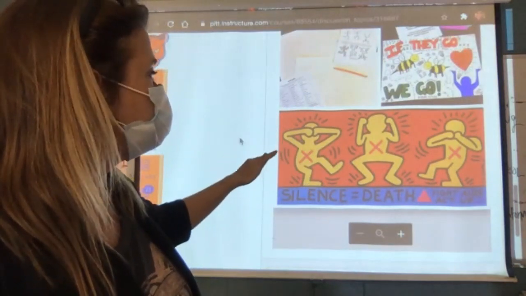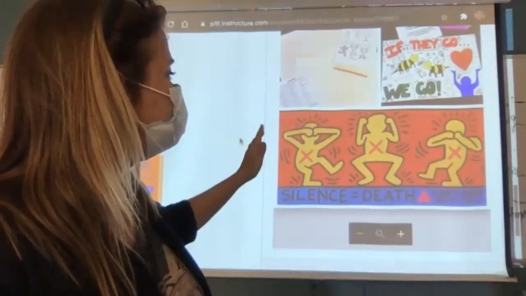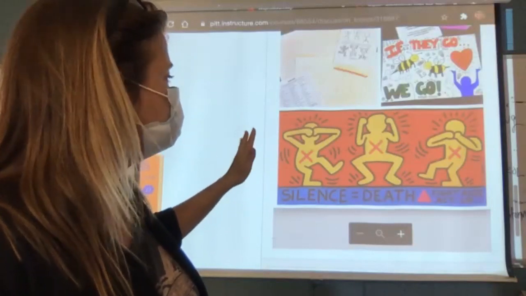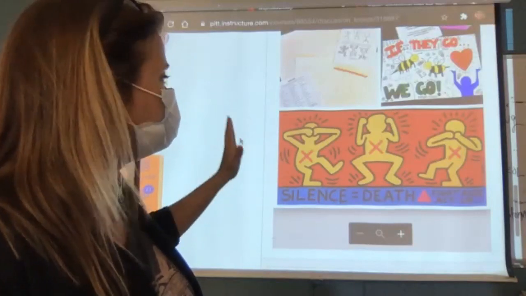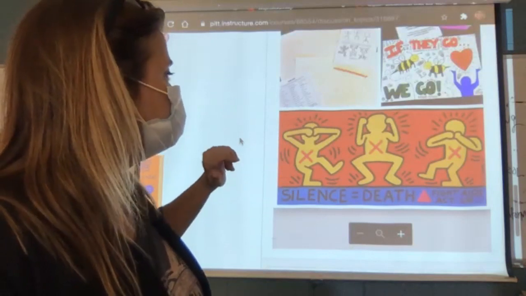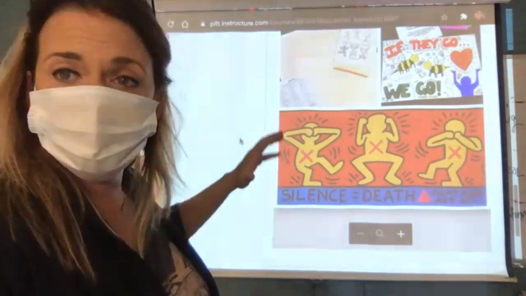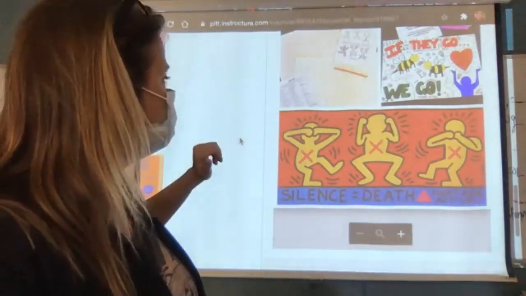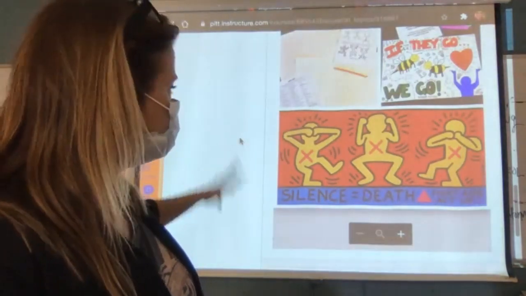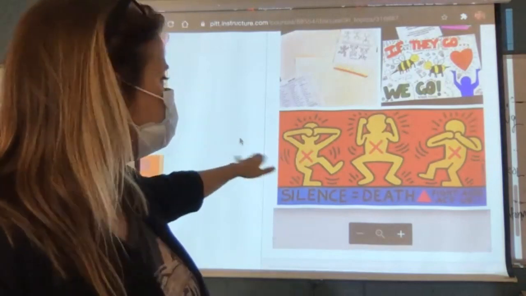Again, Keith Haring was an artist back in the mid 80s when all of the AIDS and HIV and all of that was coming out. I think he was trying to be a voice to educate yourself and not ignore it. And so these are some really good images with that.